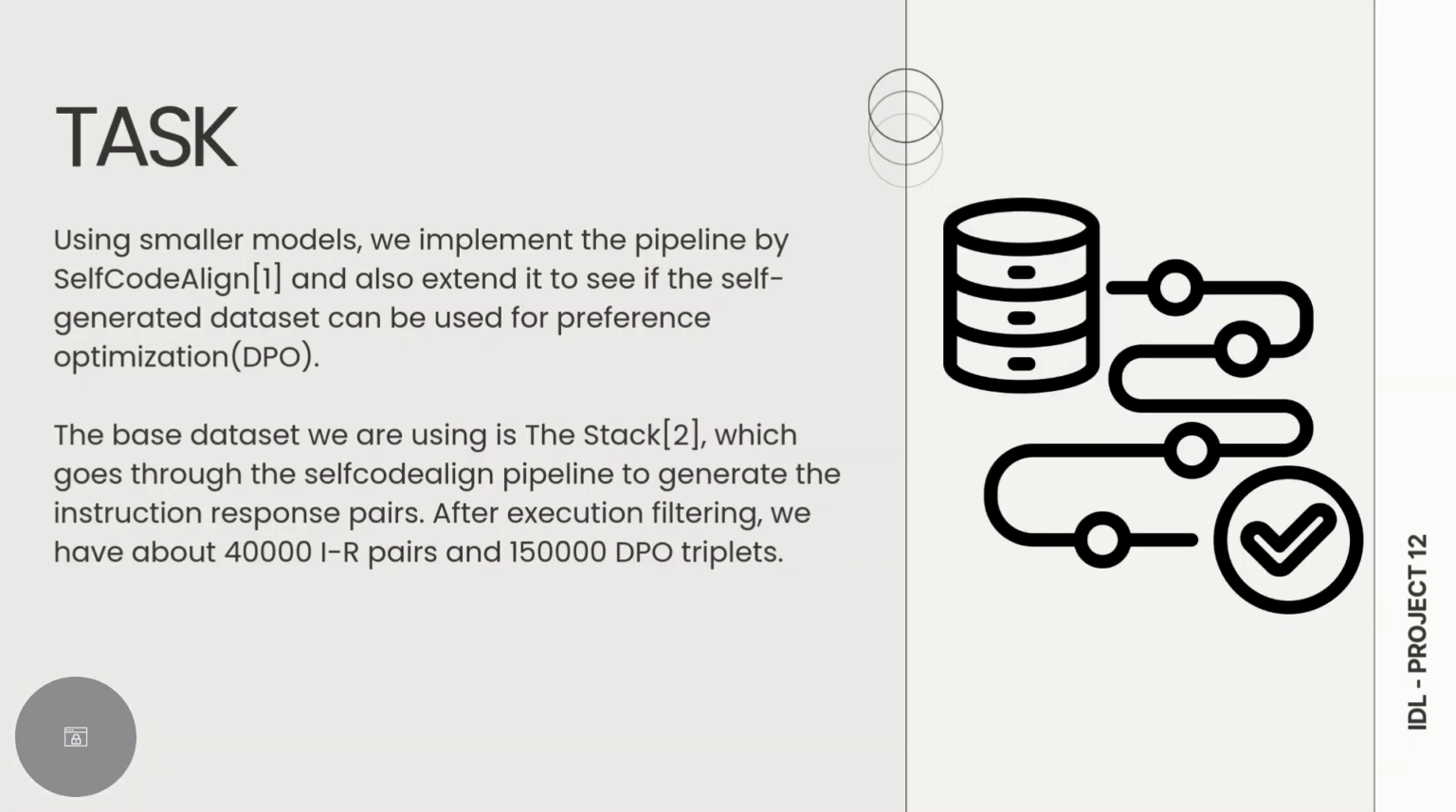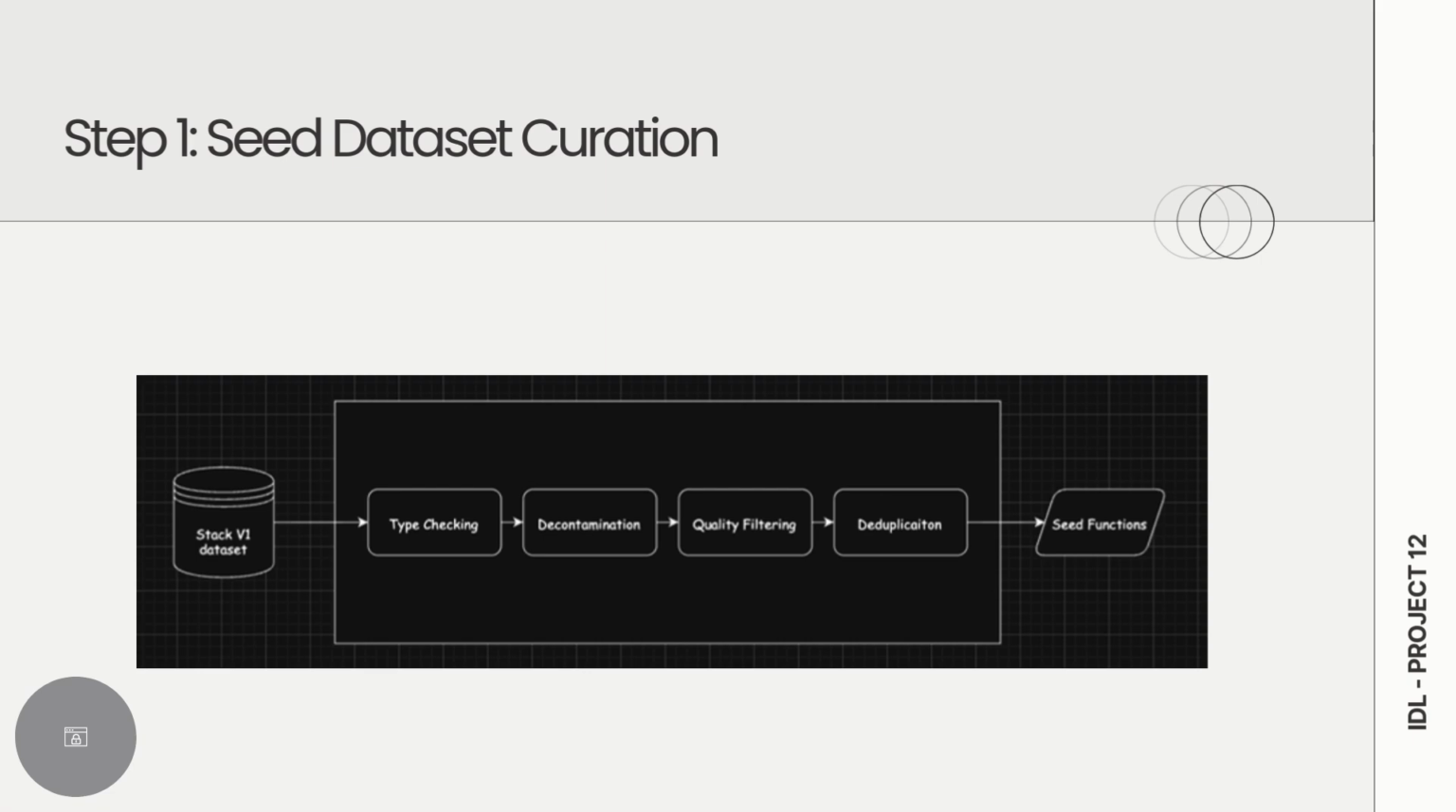In our work, we re-implement the Self-CodeAlign pipeline. The core idea is that, just as humans do, the model can improve by learning from its own self-generated tasks and responses. Starting from The Stack dataset, we run the full pipeline and obtain about 40K instruction response pairs. We run a three-stage pipeline.